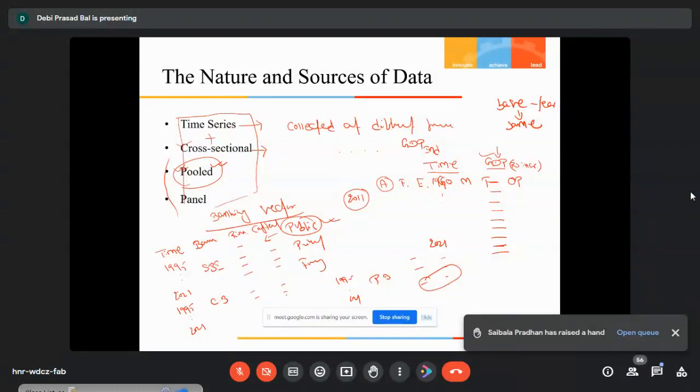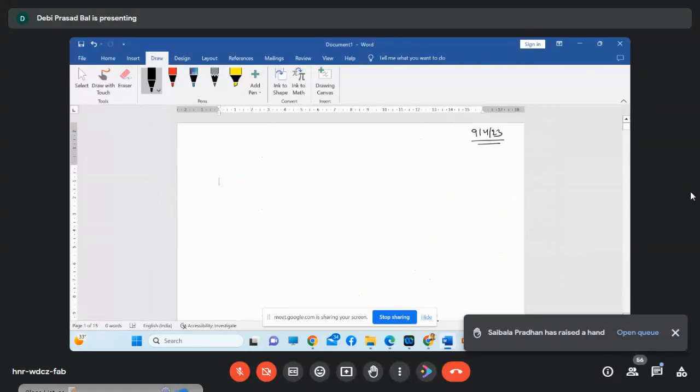Please repeat panel data once more. Yes, please. Pooled data also, again you repeat, please. Pooled data, as I told you, is a combination of time series and cross-sectional. Let's say you have collected at the same point of time. Cross section is nothing but different variables collected at the same point of time. Let's say this is time, and these are the variables y, x1, x2, and x3.